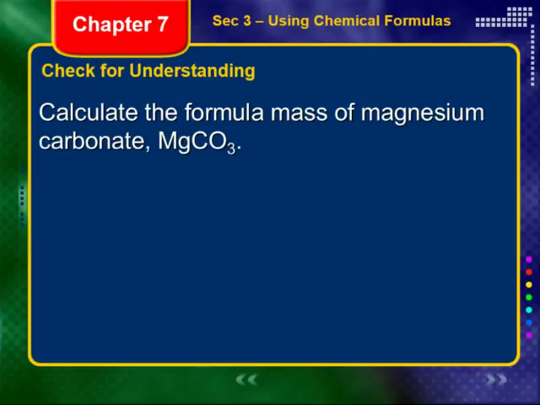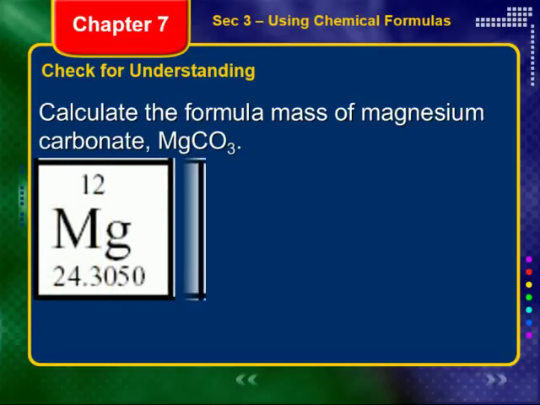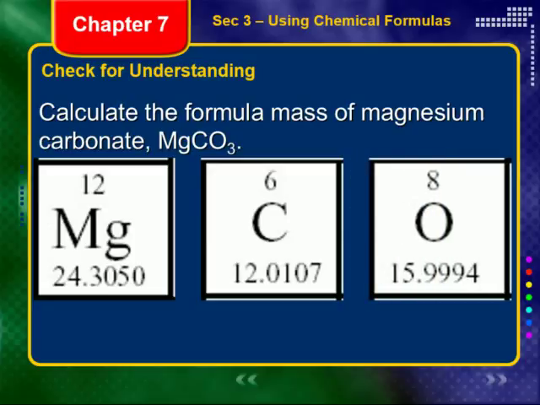So let's see if we can remember how to do this. Calculate the formula mass of one molecule of magnesium carbonate. Now, at this point in the course, you should recognize that carbonate is a polyatomic ion. You need to look that up in your polyatomic ion sheet, and you'll be able to figure out that the atoms in this compound are magnesium, carbon, and oxygen. However, I need to account for the fact that I have three oxygens in that carbonate.